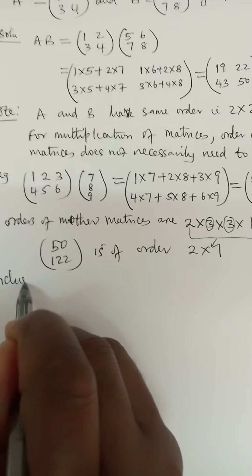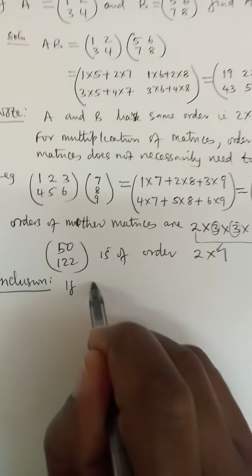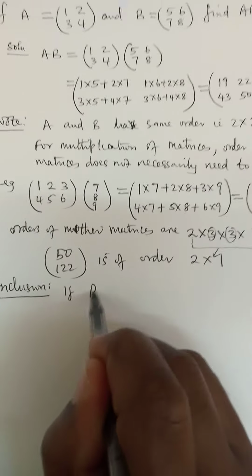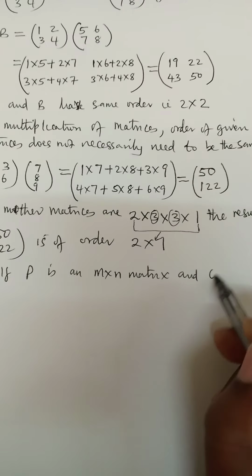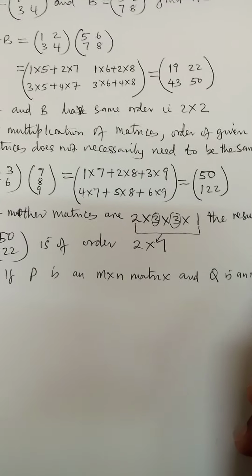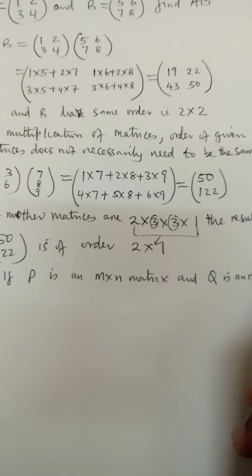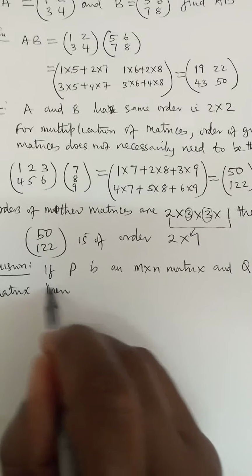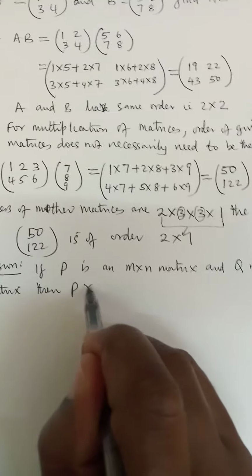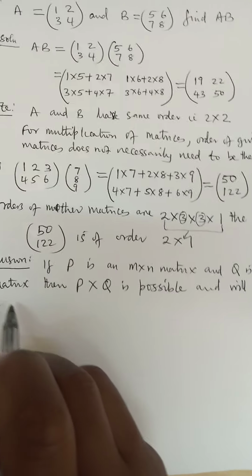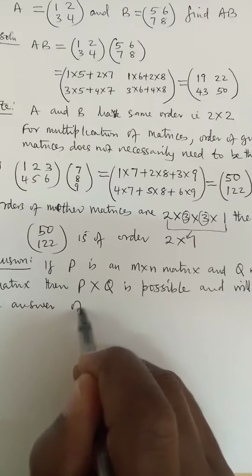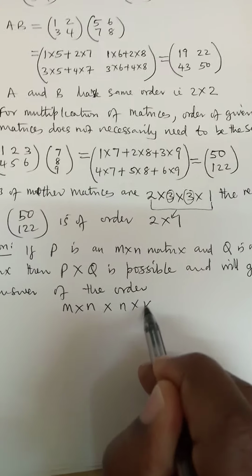In conclusion, we can say that if P is an M by N matrix and Q is an N by K matrix, then we can say P times Q is possible, and we get an answer of the order which you can get from M by N times N by K.